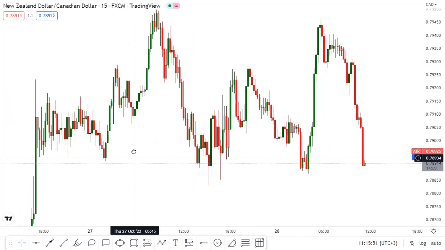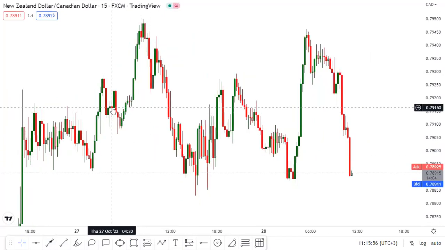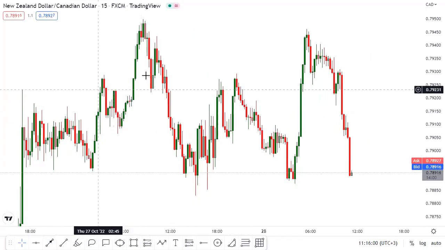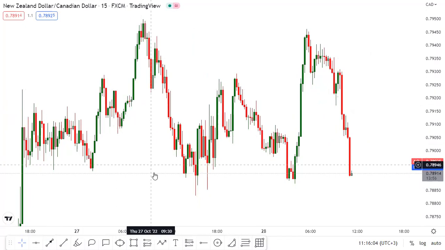Yeah, actually, I want to show you how we can use what we call change of character to find our entries. Like here in this chart, we can find some changes of character that helped us find our major areas of entries.